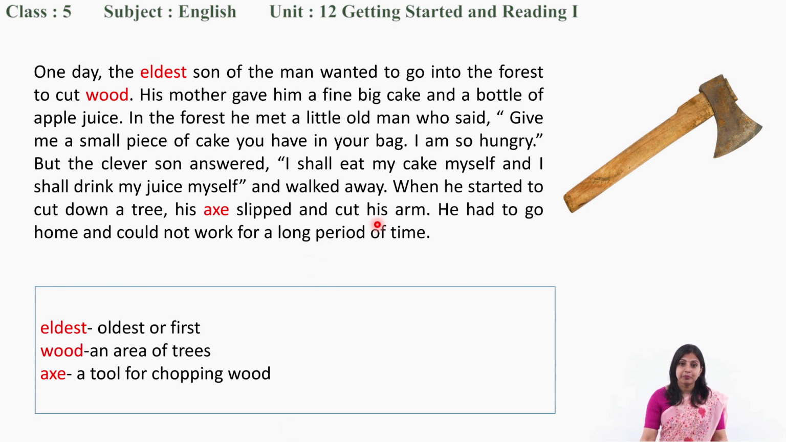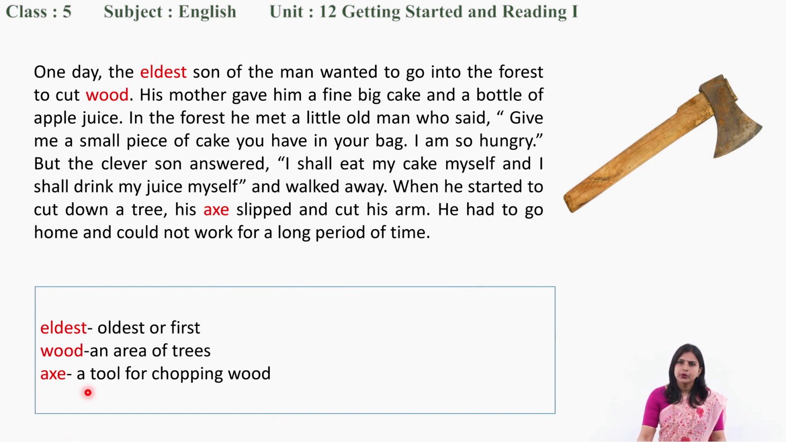His axe slipped and cut his arm. He hurt himself. His arm was cut. He had to go home and could not work for a long period of time, because he was injured. He could not do his work anymore and he had to return back to his home. So when you do good, you will get good, you will receive good.